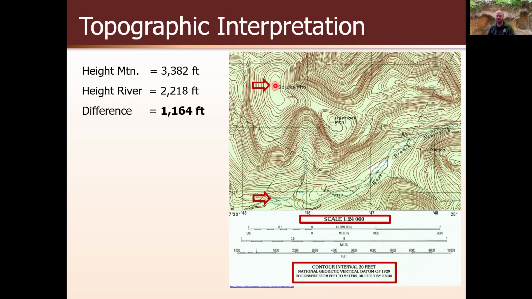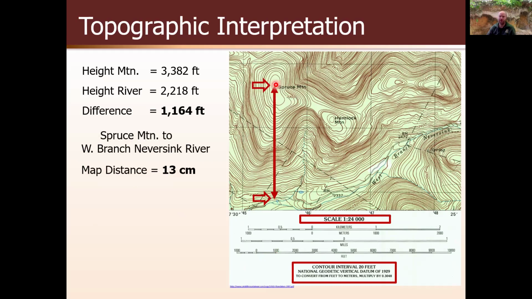3,382 was my estimated top, where this top ring itself represents 3,380. And then looking close, if you followed all the lines and came all the way down, my interpretation of the elevation of the river was right at 2,218 feet. And so you can figure out the difference of 1,164 feet. So you would climb 1,164 feet from the river to reach the top of Spruce Mountain. You could then determine the distance on the real map using a ruler.